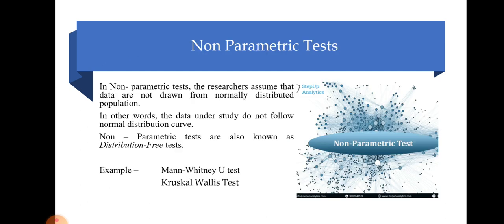Then non-parametric test. In non-parametric test, the researcher assumes that data are not drawn from the normally distributed population. Means the population, our target population, is not normally distributed and it does not follow the normal distribution curve. So we also call it a distribution free test. Some examples are Mann-Whitney test, Kruskal-Wallis test. These are the examples of non-parametric test.